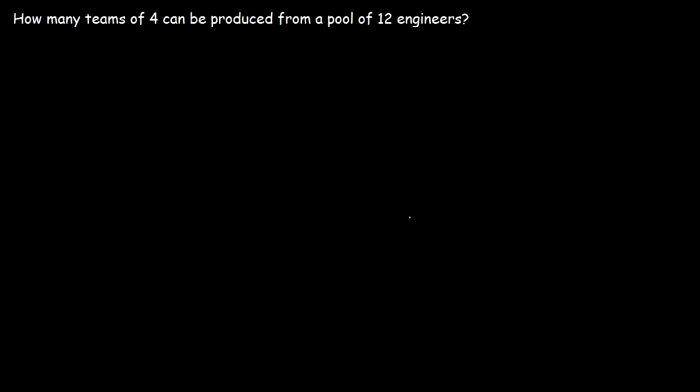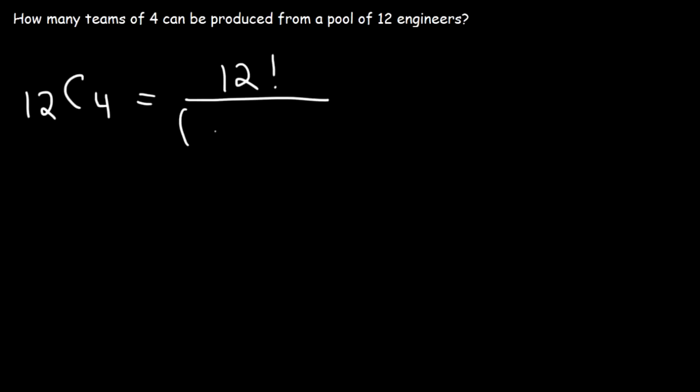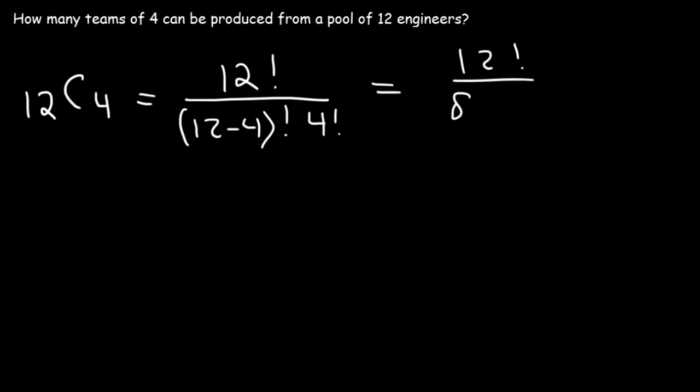So in this problem, the order doesn't matter. Therefore, it's a combination. So we're choosing 4 from a total of 12. So it's going to be 12 C 4. And this is equal to n factorial, or 12 factorial, divided by n minus r factorial, that's 12 minus 4 factorial, times r factorial, or 4 factorial. So 12 minus 4 is equal to 8.